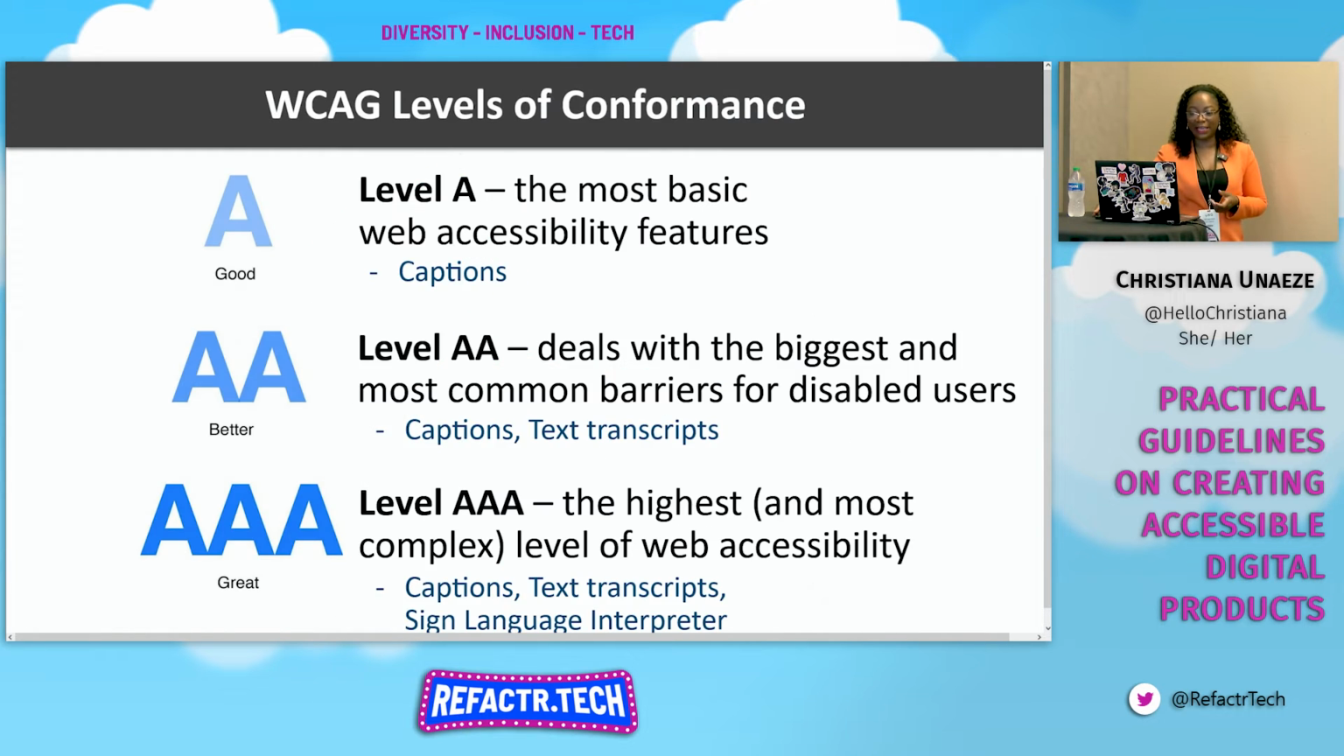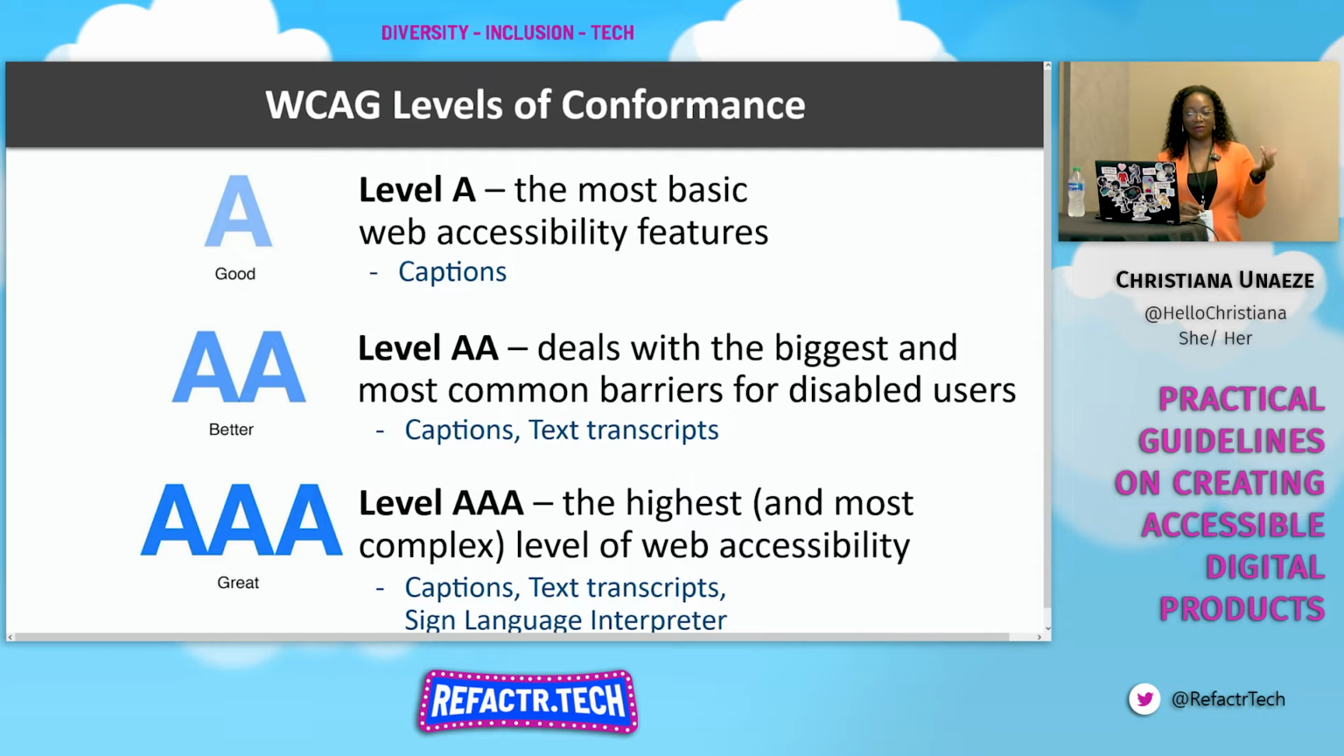So now these guidelines have three main levels. They are level A, AA, and AAA. Level A is the most basic. So at the very least, if you have video content, you are required to have captions.